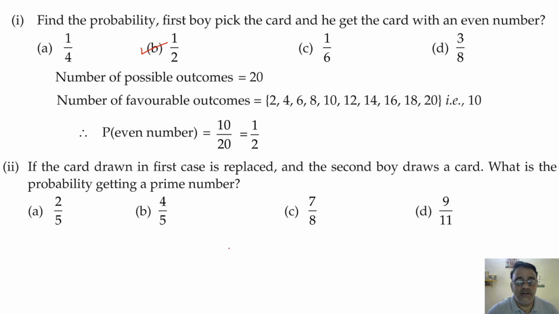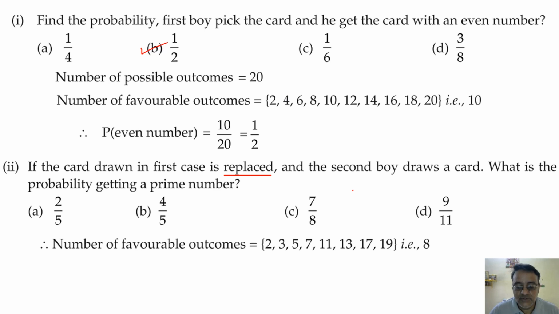If the card drawn in the first case is replaced, मतलब रख दिया वापस, and the second boy draws a card, what is the probability of getting a prime number? So how many prime numbers are there? 2, 3, 5, 7, 11, 13, 17, 19. So total 8 prime numbers are there. So the required probability is 8 by 20. Simplified, 2 by 5, right. So the correct option is option A. Now we are moving toward question number 3.